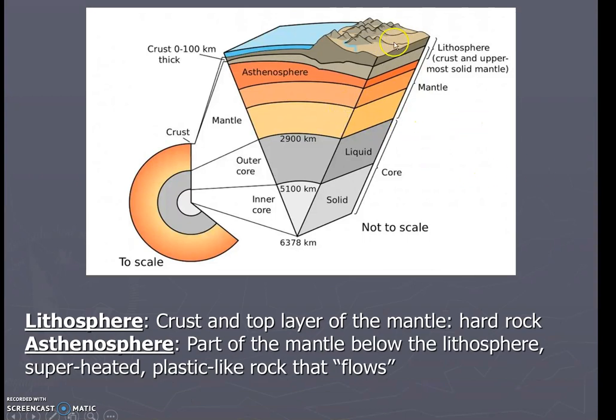So these two top layers, the crust and the uppermost solid layer of the mantle, are known as the lithosphere, and that is what the tectonic plates are made of. Below that, we have the asthenosphere, which is part of the mantle, but it is very different. It is superheated plastic-like rock that actually flows, and that is what the tectonic plates are moving on.